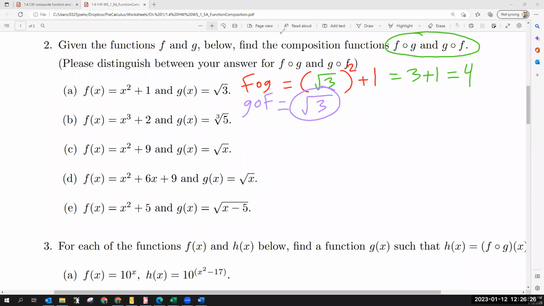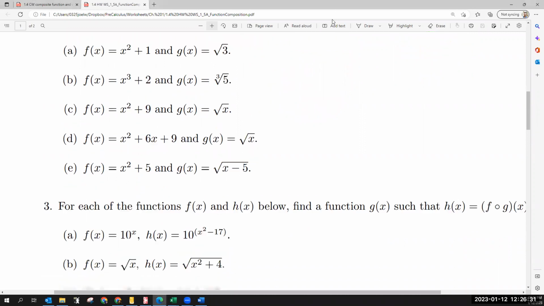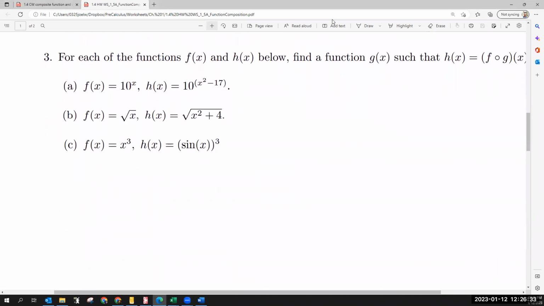Okay, so far? All right. Number 3, we did one like this. Which one of these do you want me to do? A, B, or C? C. C has a trig function in there, right? That scares us. So here's F. We have X cubed. It says we're plugging G in. Just like what we did on the last section of our classwork, I'm plugging a function into F to make this. Well, it's X cubed.